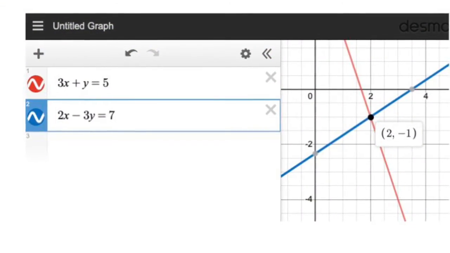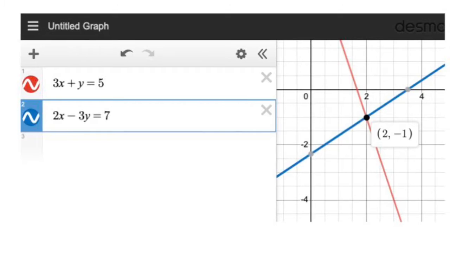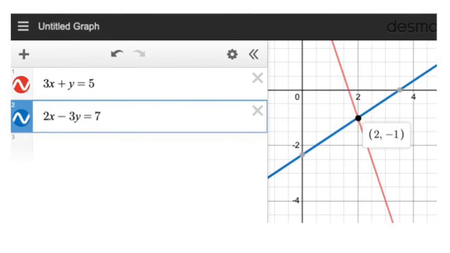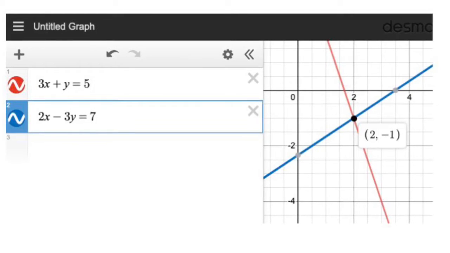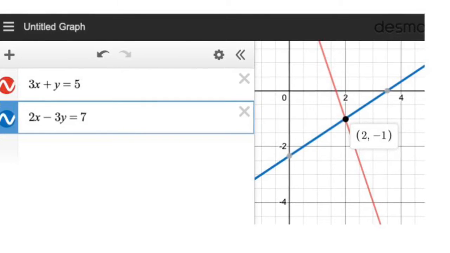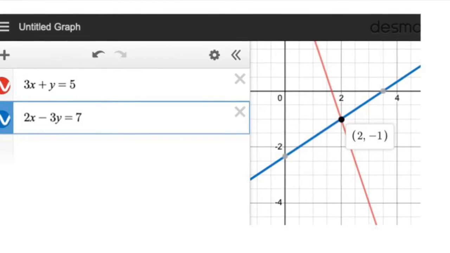When we look at Desmos, we see that the two lines do intersect at (2, -1). So our x is equal to 2 is correct. And now we just need to do a little bit more algebra so we can get the answer y is equal to -1.